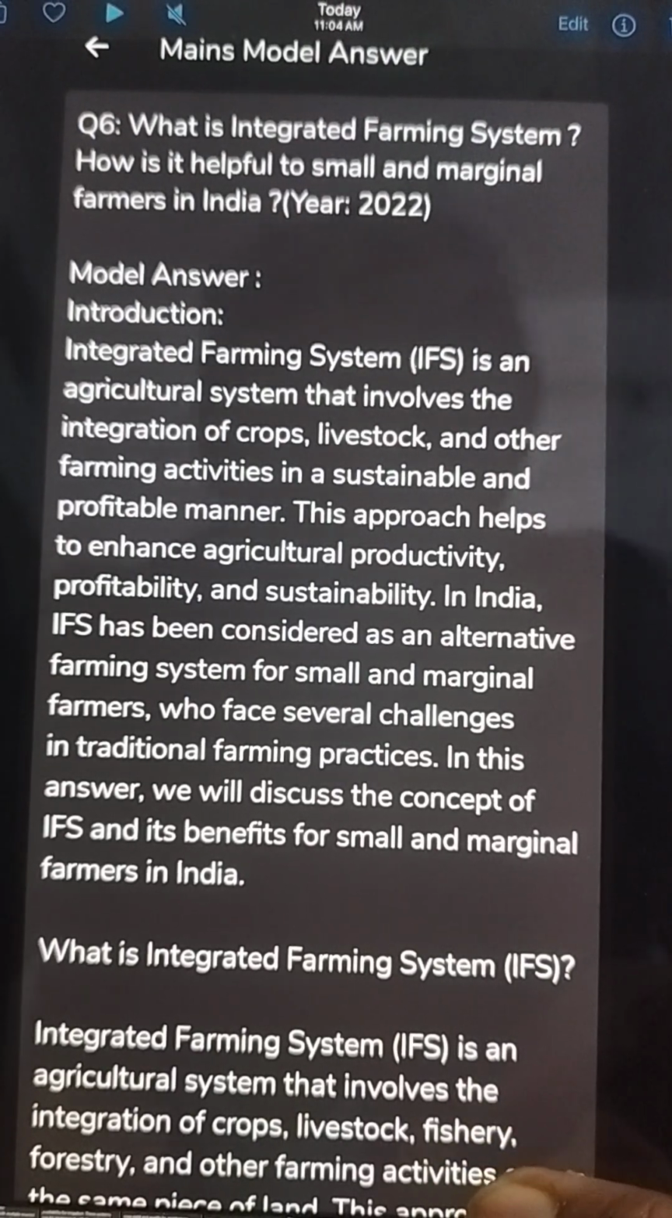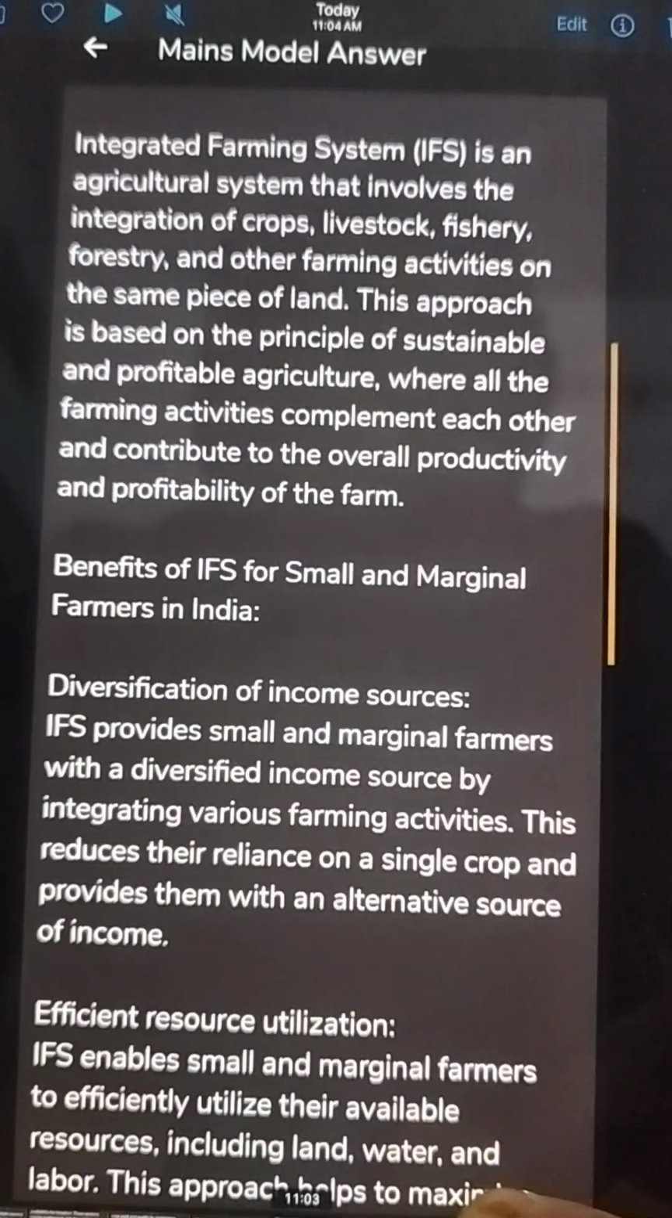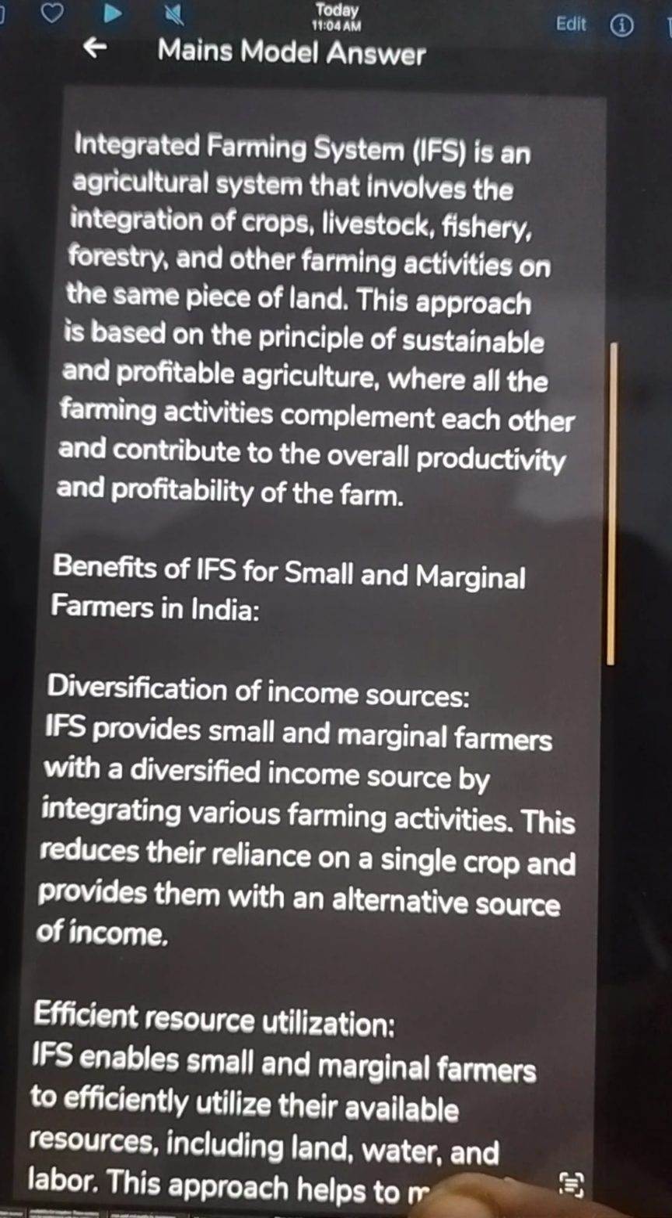Integrated farming system is an agriculture system that involves the integration of crops, livestock, fisheries, forestry, and other farming activities on the same piece of land. This approach is based on the principle of sustainable and profitable agriculture, where all the farming activities complement each other and contribute to the overall productivity and profitability of the farm. Benefits of IFS for small and marginal farmers in India.